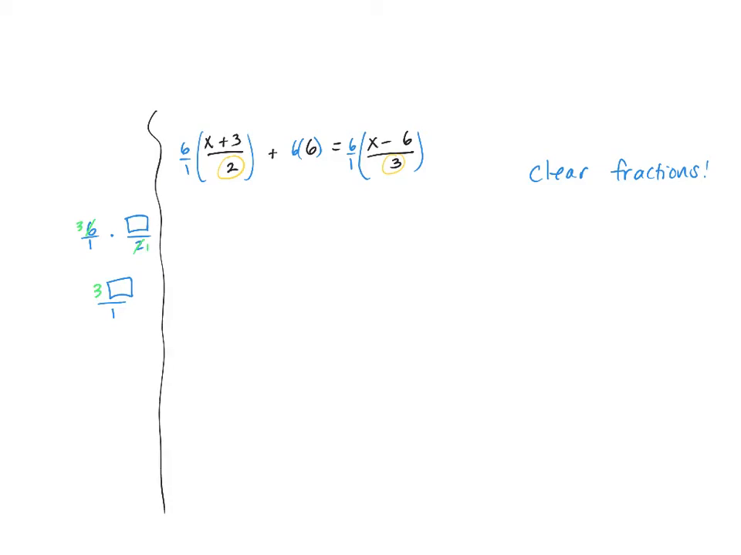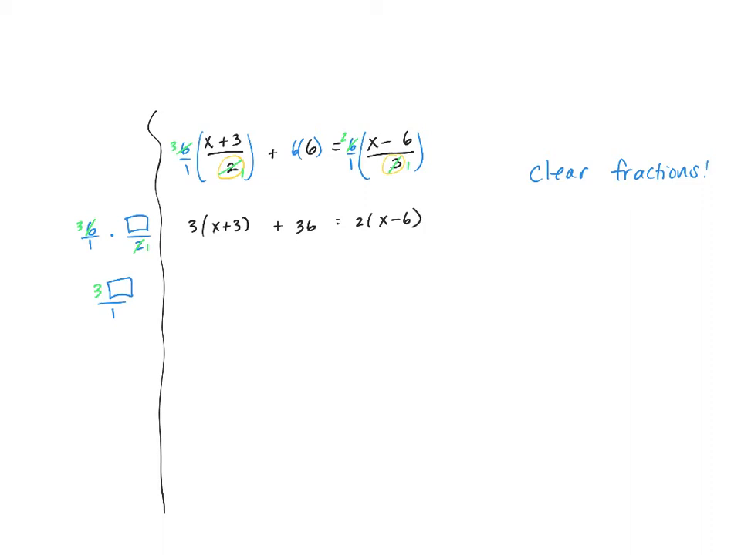Okay, so I simplify here. That simplifies to 1, 2 divided by 2, 6 divided by 2 is 3. And now I can distribute my 3. I'll have 3 times x plus 3. 6 times 6 is 36. And again here I'm going to simplify. 3 divided by 3 is 1. 6 divided by 3 is 2. And then I'll have 2 that I'm going to distribute times that x minus 6.